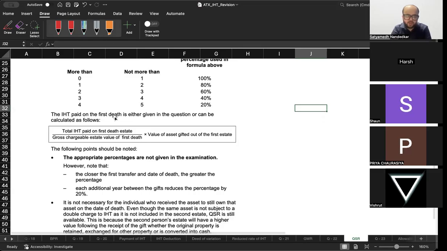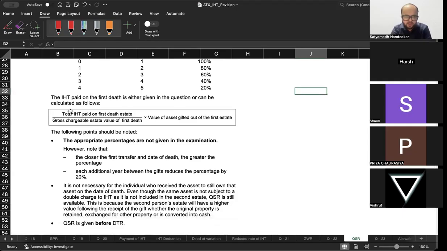Now, IHT paid on the first death is either given in the question or can be calculated as follows. How do you calculate that? Total IHT paid on first death estate upon gross chargeable estate value of first death into value of asset gifted out of the first estate. So basically, I received a gift in someone's death estate. कोई मर गया and in that process I received a gift from that particular person's death estate.